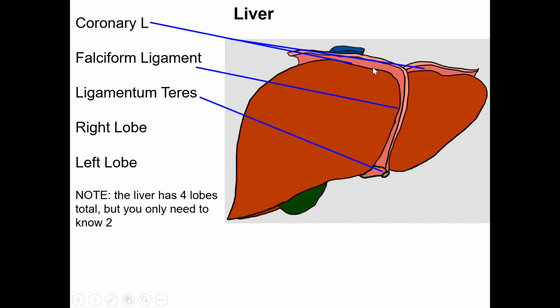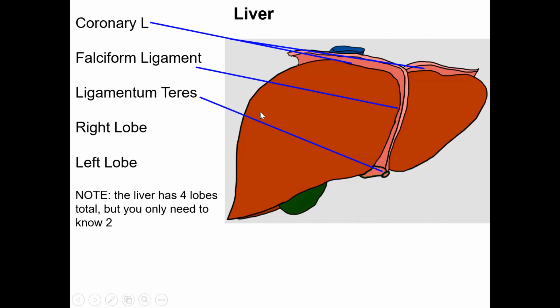Structures associated with the liver are the coronary ligament, which is on top of the liver, right? These help to anchor the liver to the anterior abdominal wall. So does the falciform ligament, which runs down here. And this kind of helps to divide the right and left lobes of the liver, the falciform ligament. The falciform ligament ends in ligamentum teres or teres. This is sometimes called the round ligament.